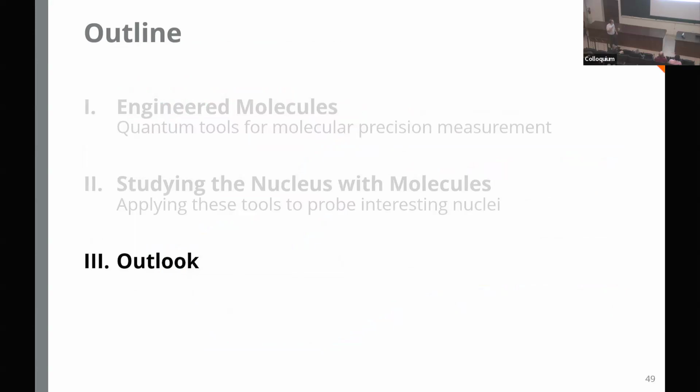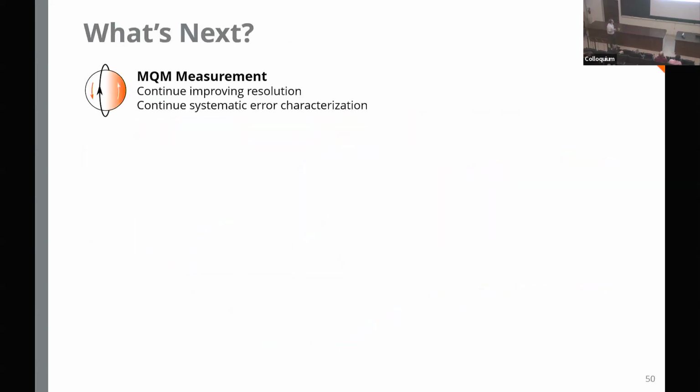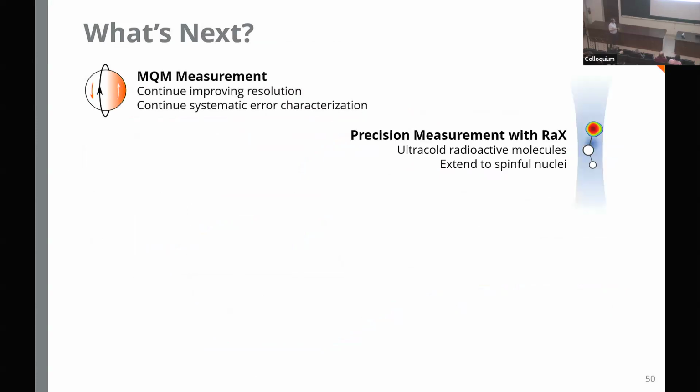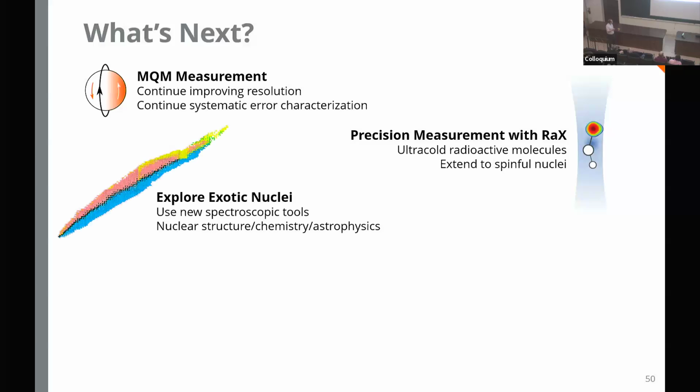So where are we going? What's next? We're continuing our MQM measurement, especially improving the resolution, and then moving on to careful systematic error characterization. We want to pursue these precision measurements in ultracold radioactive molecules, including the spinful nuclei of radium. We want to explore other exotic nuclei.